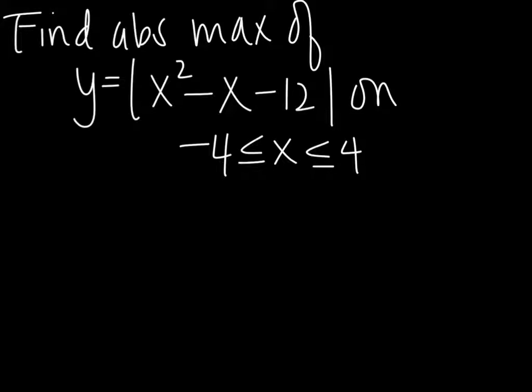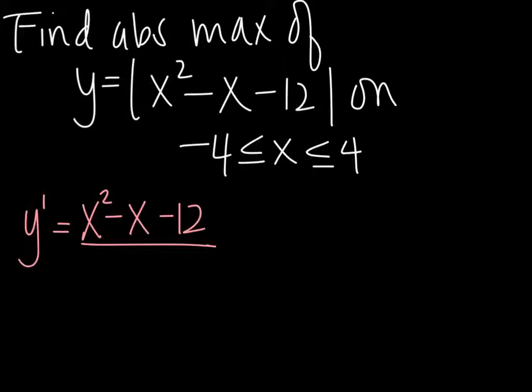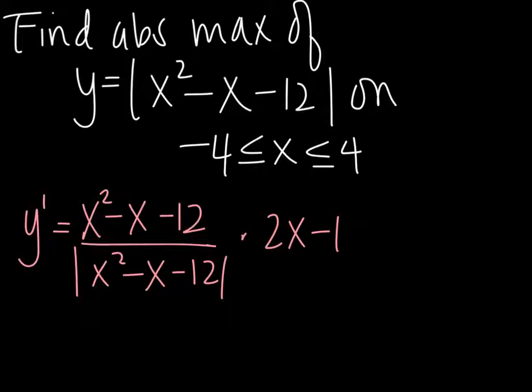So we're finding the absolute maximum of this absolute value equation from -4 to 4. So first thing we want to do is take the derivative. And the derivative of an absolute value function is what's inside over the absolute value itself, times du, which is 2x minus 1. So again, it's absolute value of u, the derivative of the absolute value of u is u, which is this guy, over the absolute value of u times du.